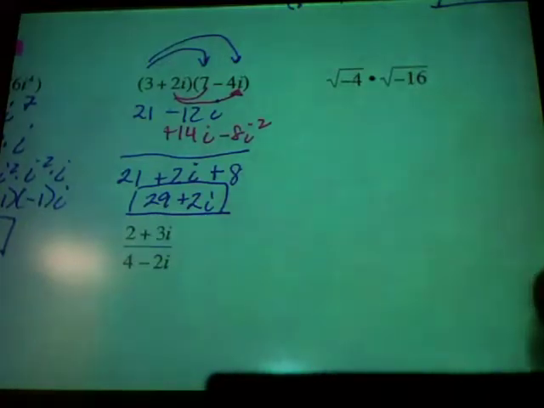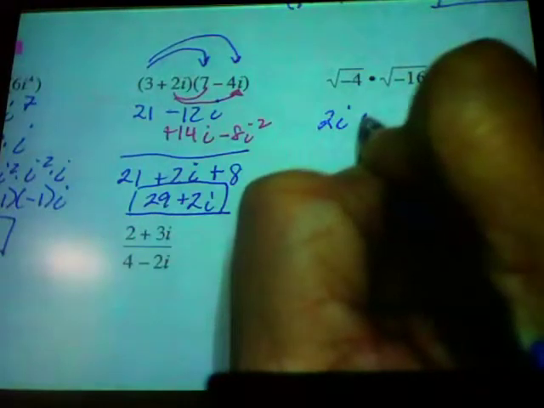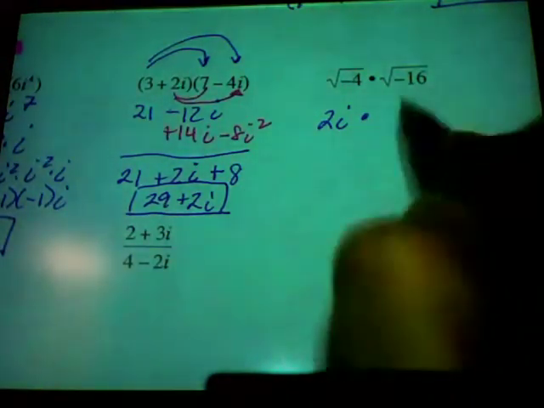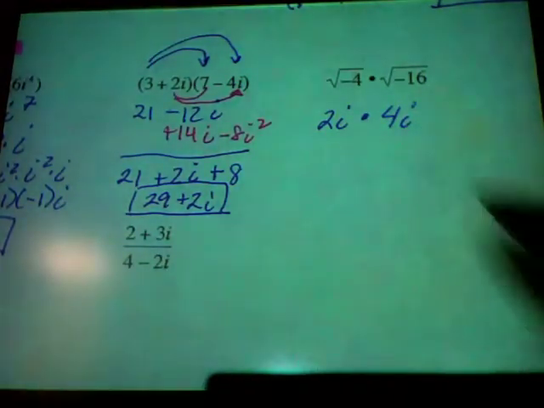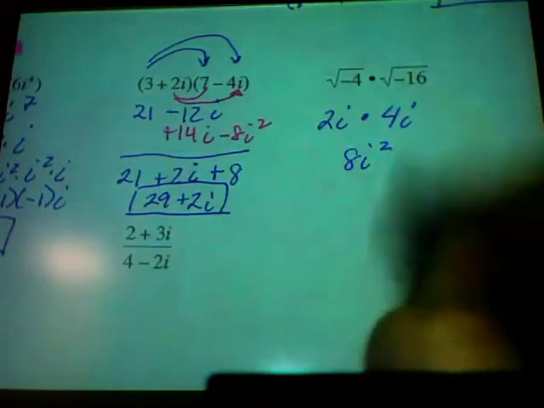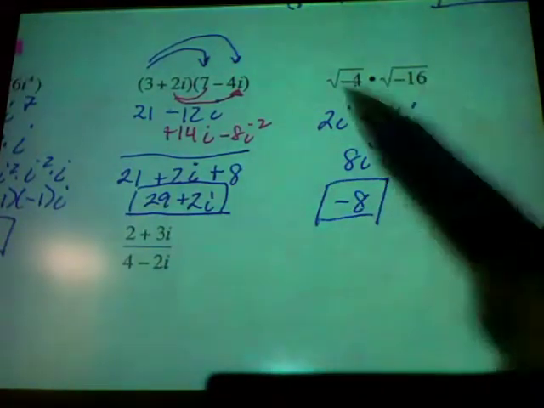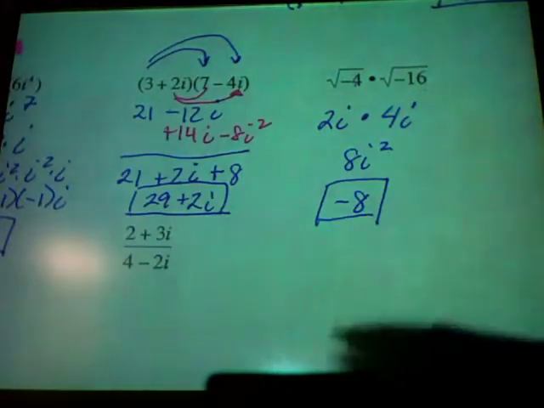What's the square root of negative 1? I. So the square root of negative 4 is 2i, and hopefully you learned that in 3-4. Then times, what's the square root of negative 16? 4i, right? And then what's 2i times 4i? 8i squared. And so what does I squared do to the 8? Negative 8. Do you see why if we multiplied these two together we would have had a positive 8? And the answer really should be a negative 8.